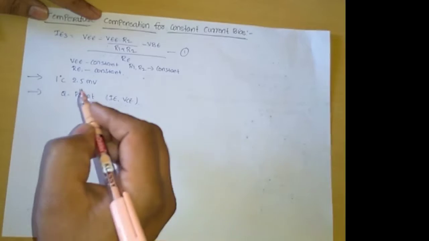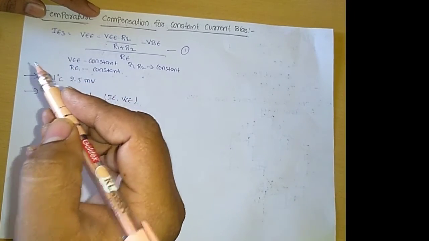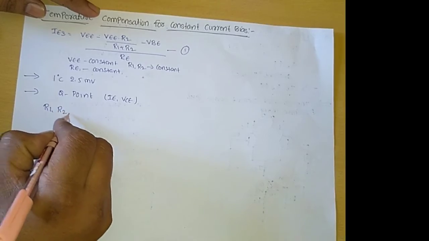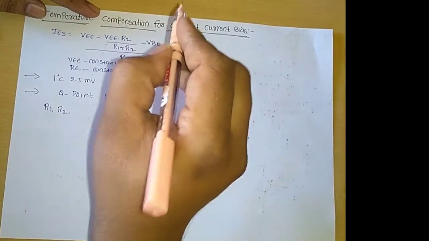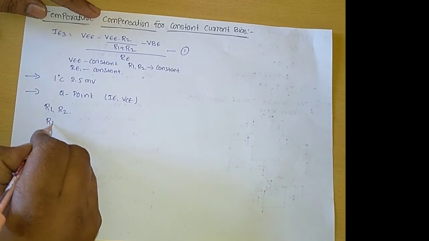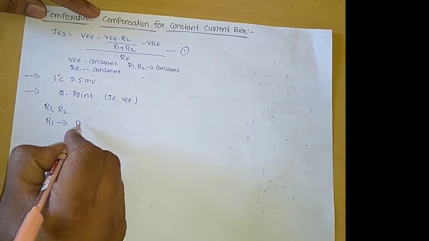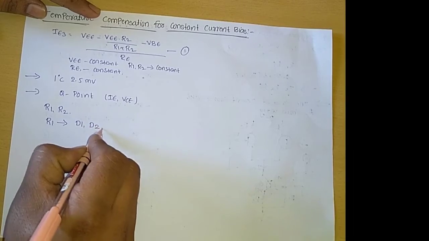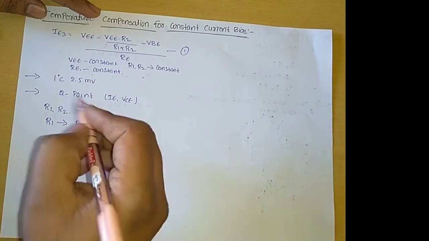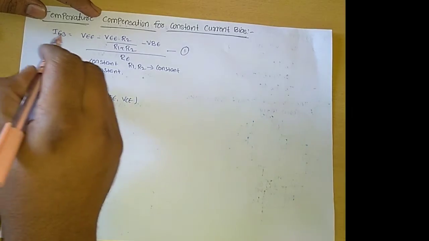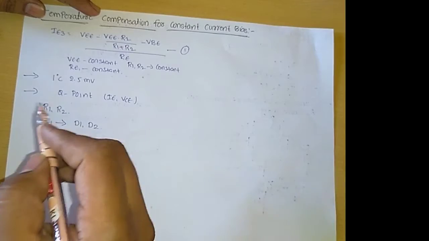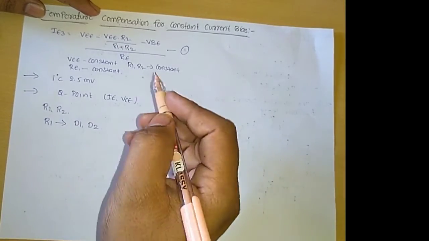Here we are using these two resistors R1 and R2. In this constant current bias circuit, we replace the resistor R1 by two diodes D1 and D2. With the help of these two diodes, we provide temperature compensation. Now we draw the constant current bias circuit.